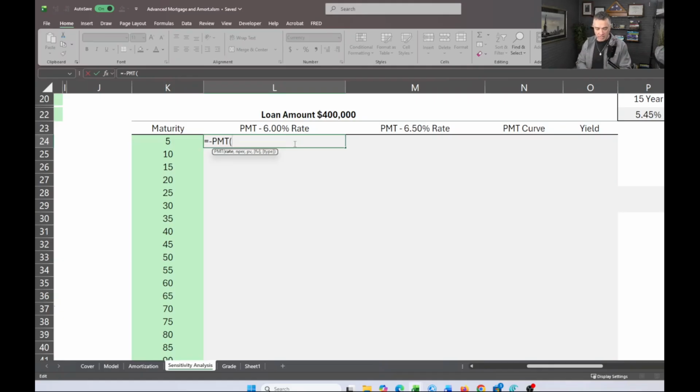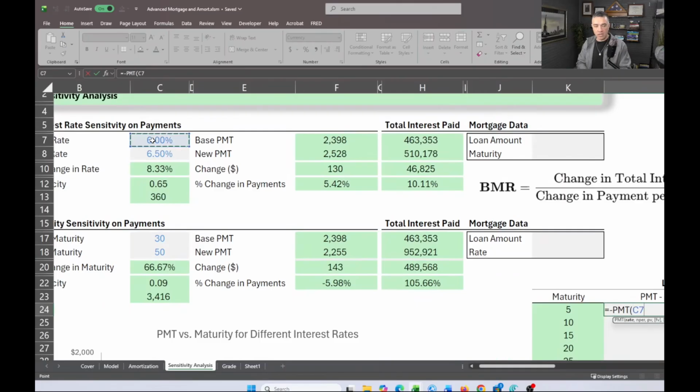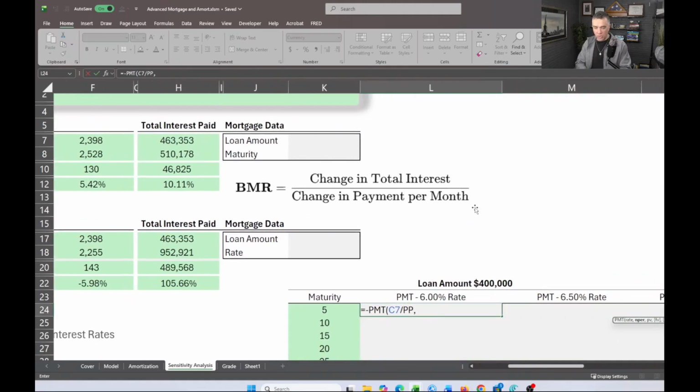Is it worth it? Okay, so we want to know, what is the interest rate? Well, that's going to be the interest rate up here divided by PP there. And then we want to know, well, total number of payments. That's going to be our maturity here multiplied times PP. And then, what is present value? That loan amount does not change. Future value is going to be 0. And it's going to be at the end of the period. And then we can close it up.